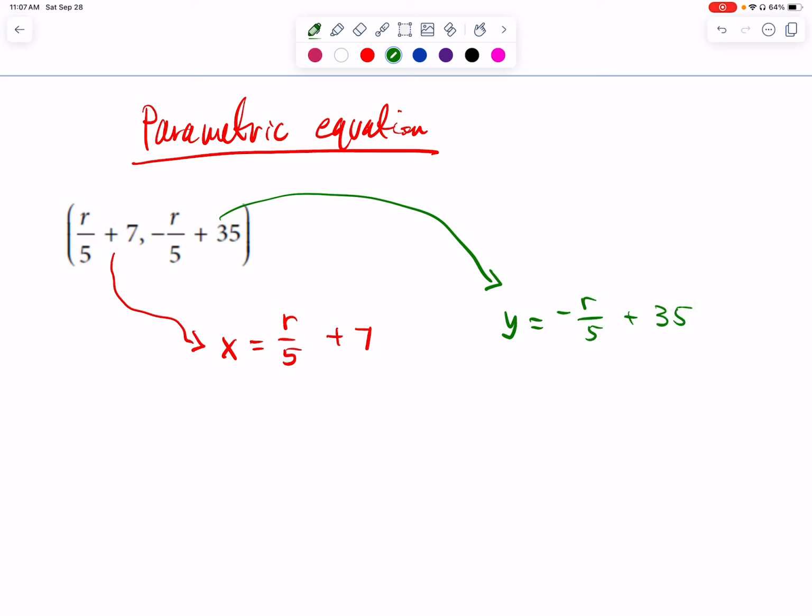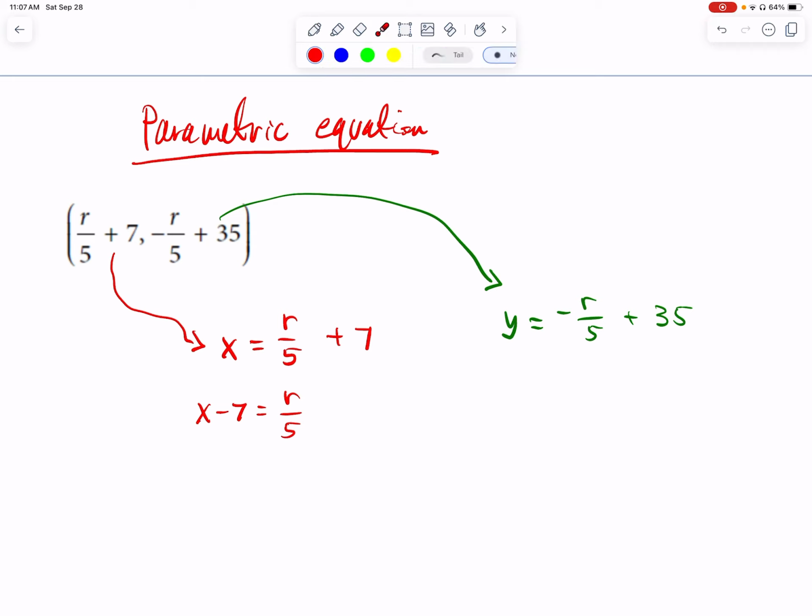Okay? Now, I can do what's called eliminating the parameter so I can get it back into a traditional equation with just x's and y's, which gets rid of the parameter r. Essentially what you do is you just solve for your parameter in one of these equations, it doesn't matter which one, and then you can substitute it into the other one. So I'm going to solve for the r over here in this x equation. I'm going to have to subtract over the 7, so x minus 7 is equal to r over 5.